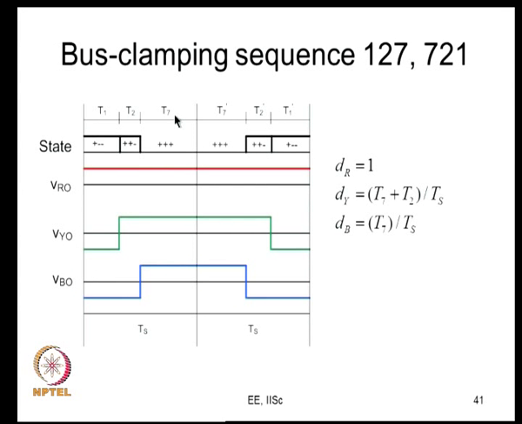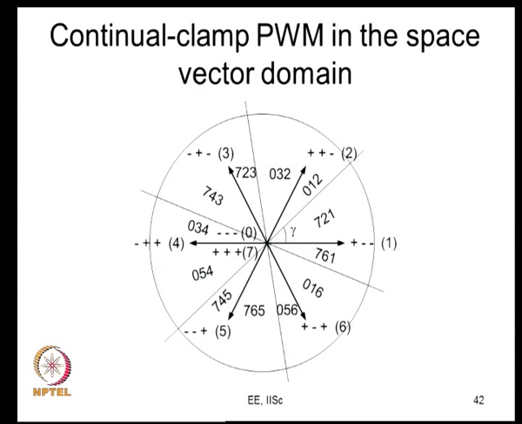You apply only the 0 state 7 for the entire tz. So, 0 never gets applied. In this case, R phase gets clamped. In the previous case, the B phase was getting clamped to the negative bus. Here, R phase is getting clamped to the positive bus. So, these are the only two possible switching sequences that are bus clamping sequences in sector 1. So, you have to only either apply one sequence or the other.